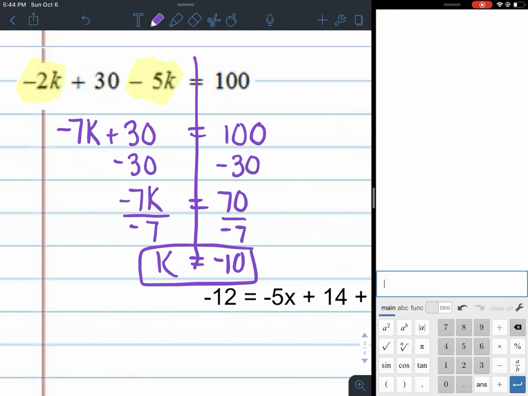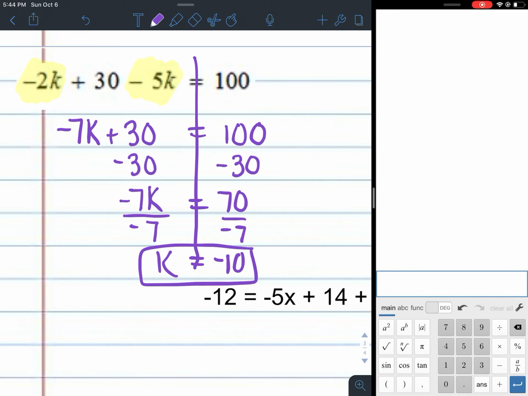So the first way is you can just plug it in. Instead of negative 2k plus 30 minus 5k, we can type in negative 2 times negative 10 plus 30 minus 5 times negative 10, going in order, and we get the answer 100. So that checks with the 100 that's on the problem. That's the first way.